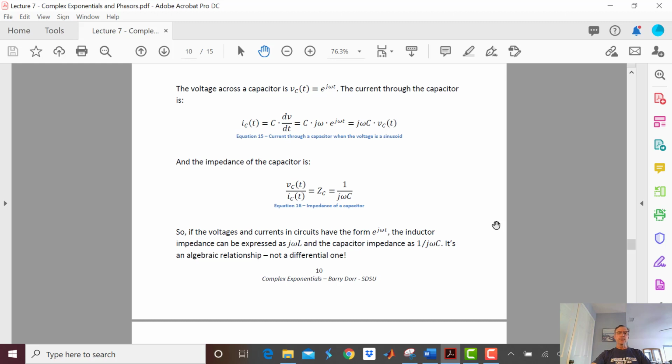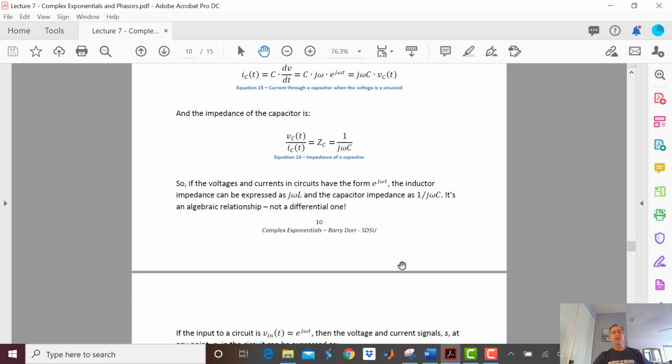So, if the voltages and currents in circuits have the form e to the j omega t, the inductor impedance can be expressed as j omega L, and the capacitor impedance is 1 over j omega C. It's an algebraic relationship, not a differential one. And boy, were those linemen out in the field who were electrifying the country glad to see that. They could work with algebra instead of calculus. And this is what enabled them to do their calculations out in the field. And this has worked for 100 years.